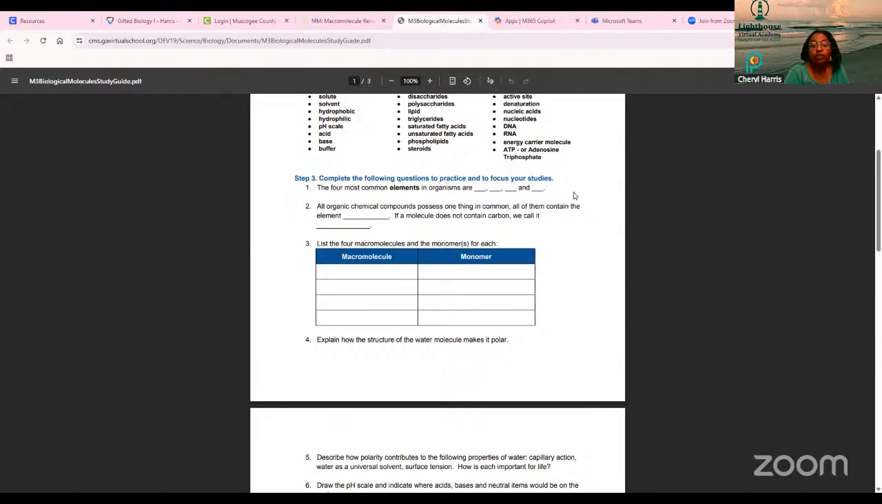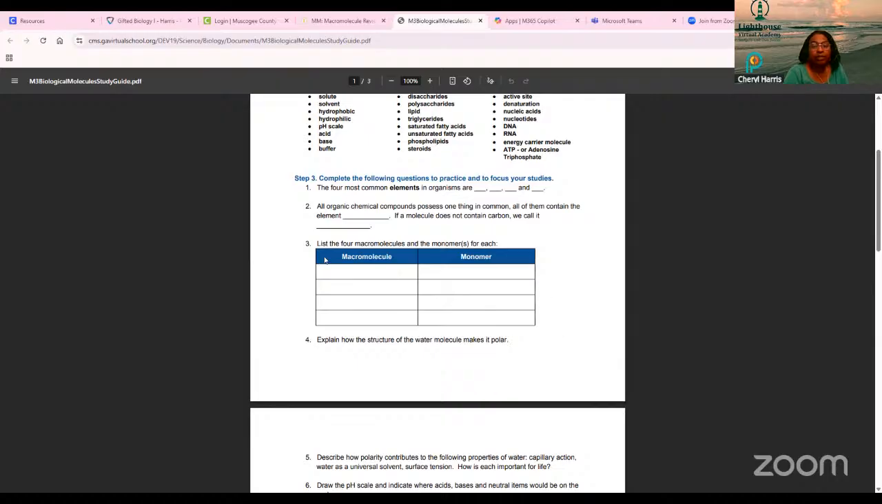So again, use your chart. The chart is complete. The four elements are the ones that I had on the chart with you: carbon, hydrogen, oxygen, nitrogen. Those are the four main ones. And sometimes we have phosphorus, sometimes we have sulfur, sometimes you have other ones. Those are the four main ones. So I've just answered question number 1 for you.